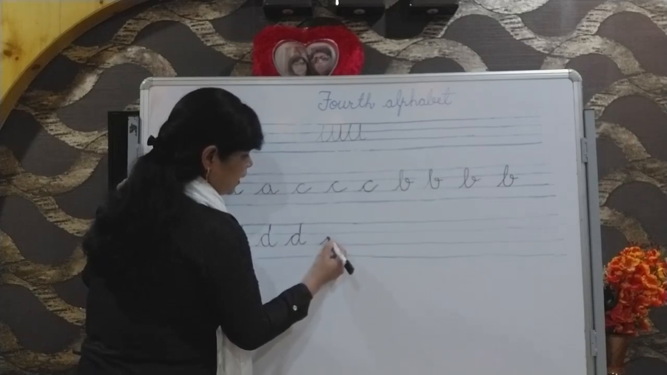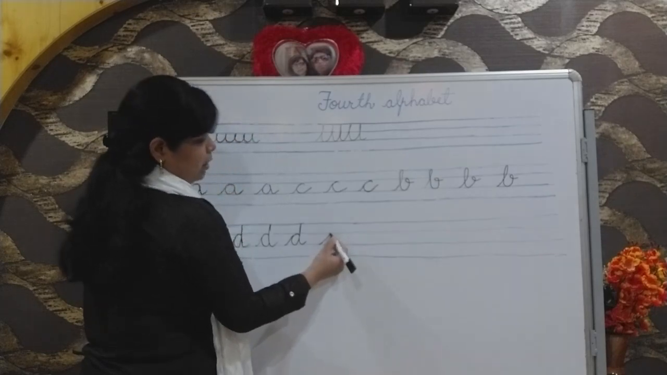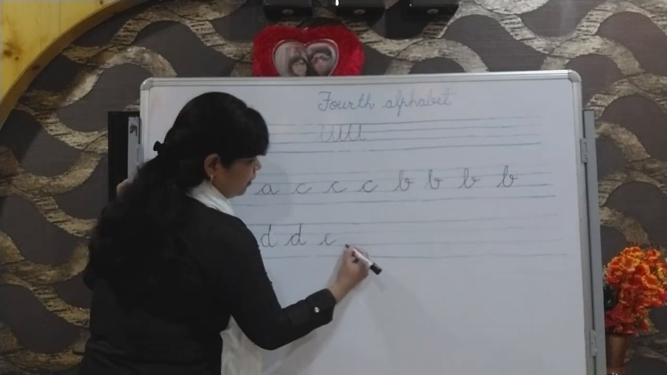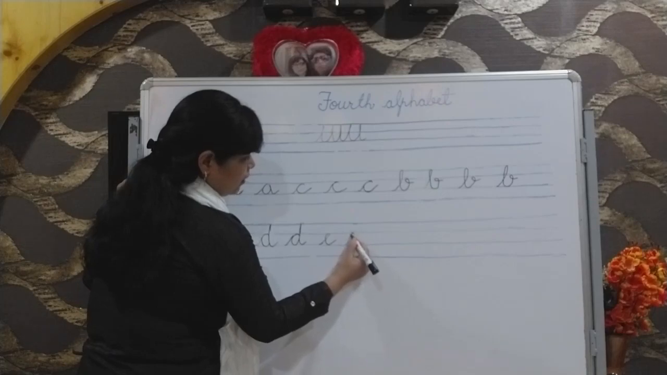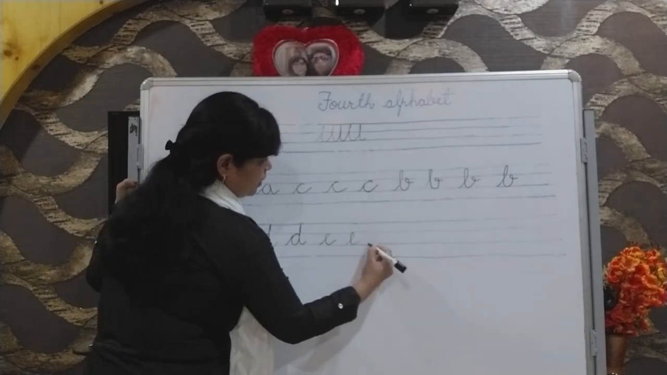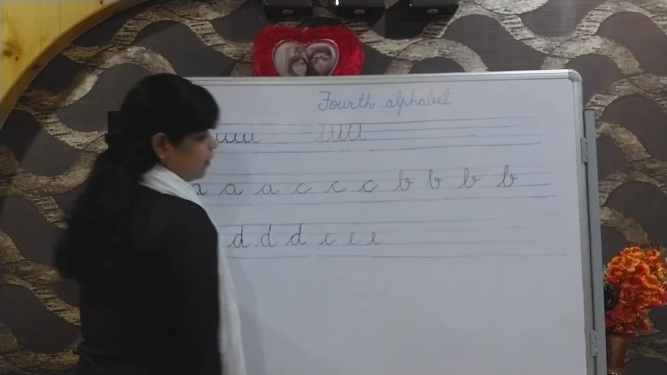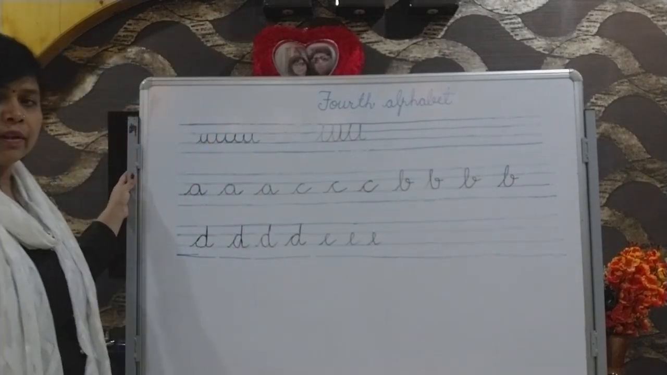This slanting line we will draw. In the middle line only, E we will write. Then move back, a proper circle, and then this is the E. Yes, this is E. Now how to make F?